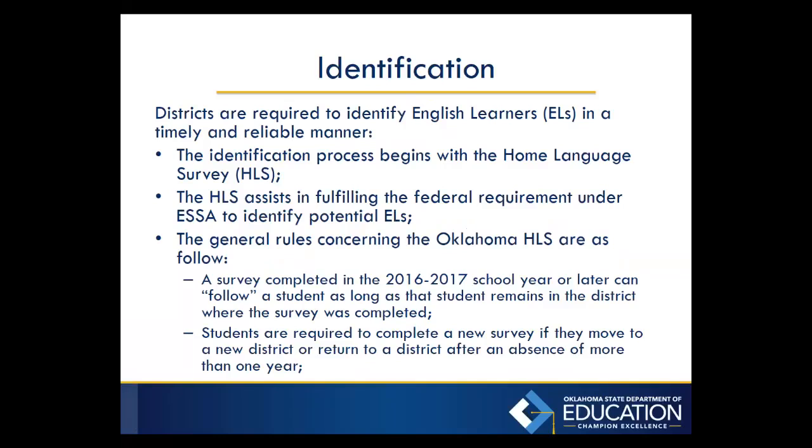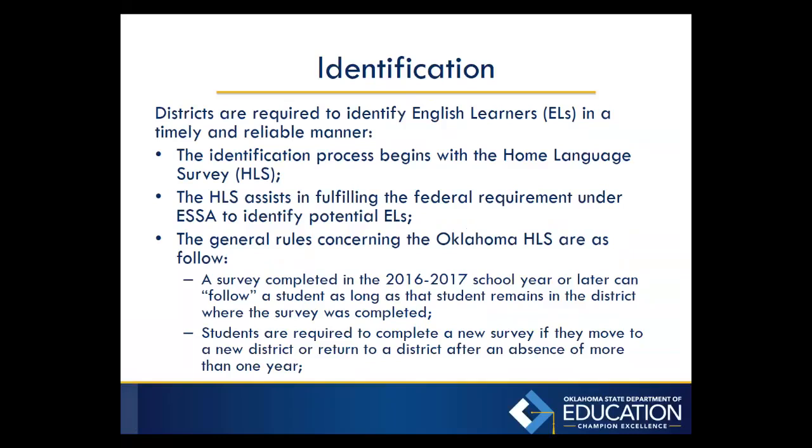The general rules concerning the Oklahoma Home Language Survey are as follows. A survey completed in the 2016-2017 school year or later can follow a student as long as that student remains in the district where the survey was completed. The Home Language Survey was overhauled in that year, so surveys done prior to that would be disregarded. Students are required to complete a new survey if they move to a new district or if they return to a district after an absence of more than 1 year.